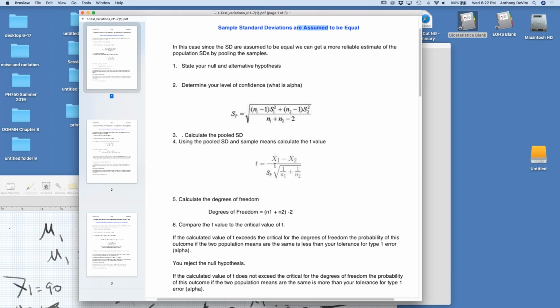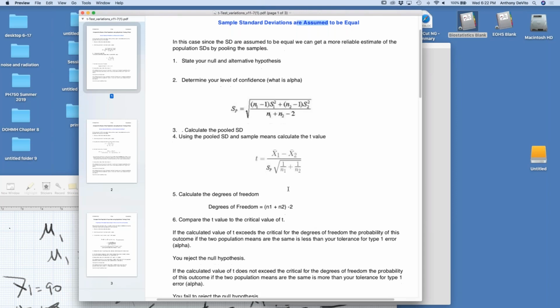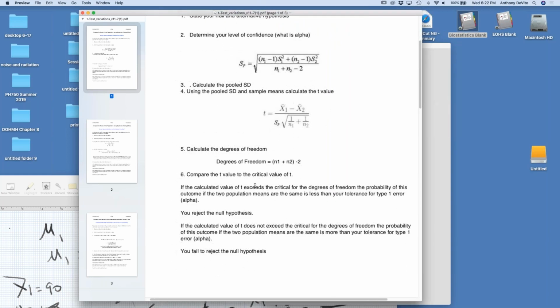Wow, I'm sweating. That was a lot of work, right? And that's nothing. Wait till you see what we're going to do with the unequal variances. That was a ton of work. But you could do this.